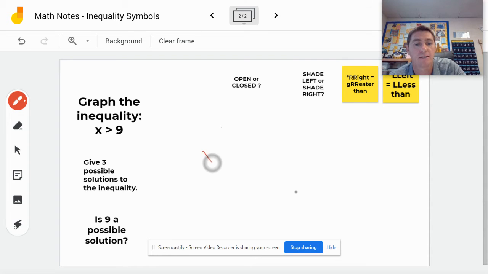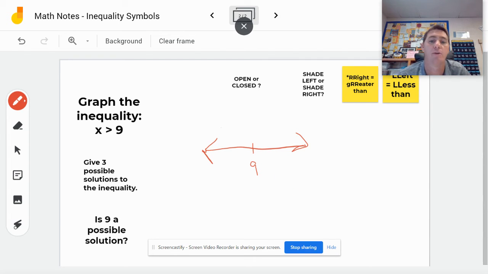All right, to graph this, I simply need to draw a very small number line. And on this number line, I only need to put one number. I see students and they'll put 0, 1, 2, 3, 4, 5, 6, 7. You just need one value, 9. And I know that to the left are 8, 7, 6, 5, 4, and to the right are 10, 11, 12, 13. But I just need to put the 9, okay?